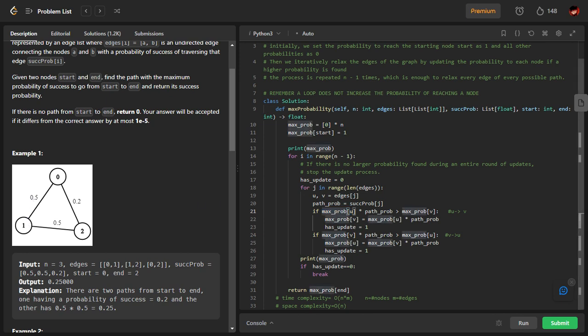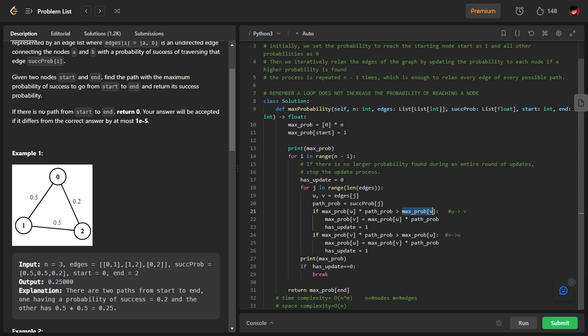If the max probability of u, that is the starting probability of u, multiplied with the path probability is greater than the max probability of v. That means there is some probability of starting at 1 also, and some probability of starting at 0. So the probability of starting at 0 multiplied with the path probability, either it's greater than or equal to it or not. That's what I'm checking.